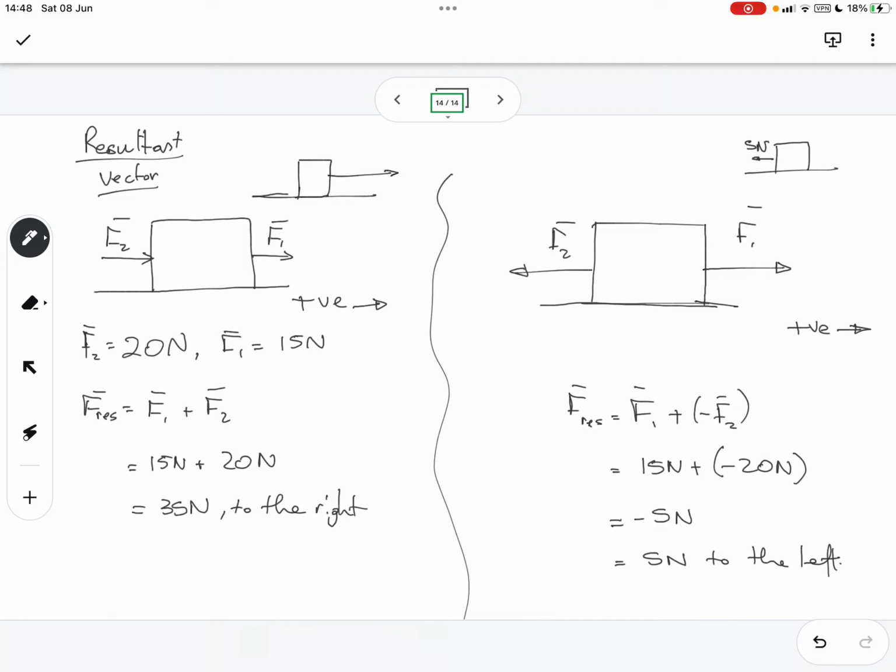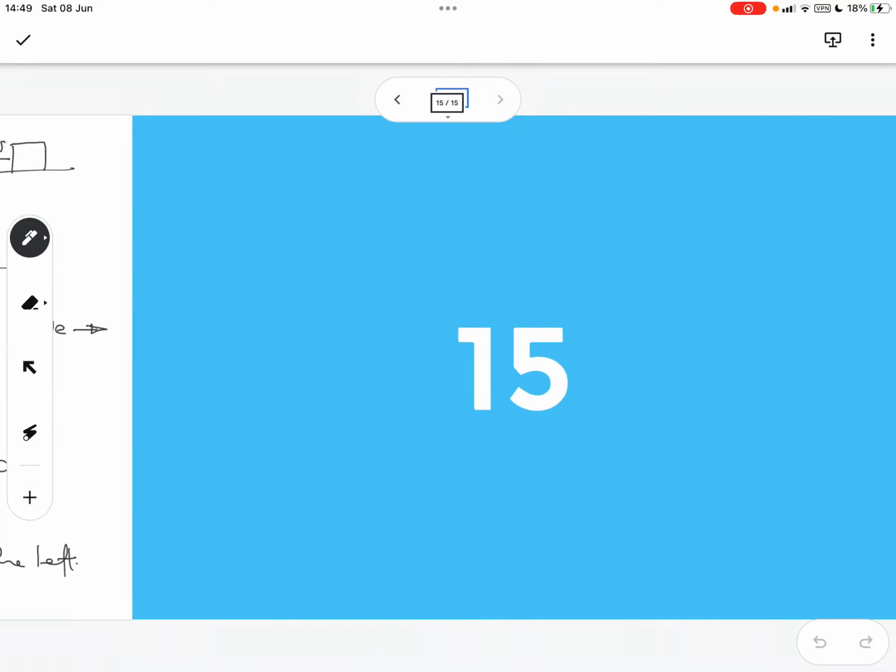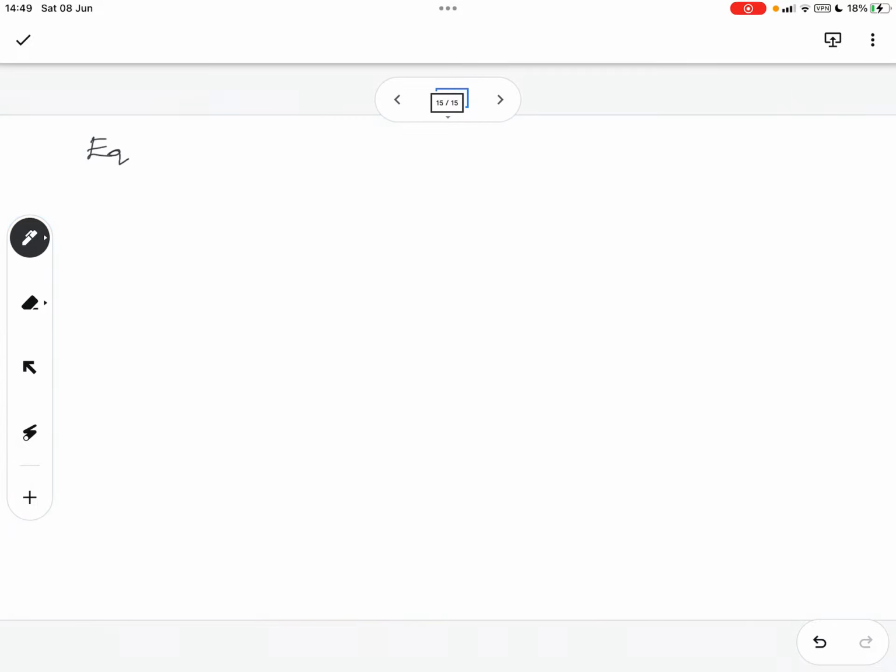And the illustration would be, simply put, the resulting force would be 5 Newton in that direction, and for this one, the resulting force would be 35 Newton in that direction.